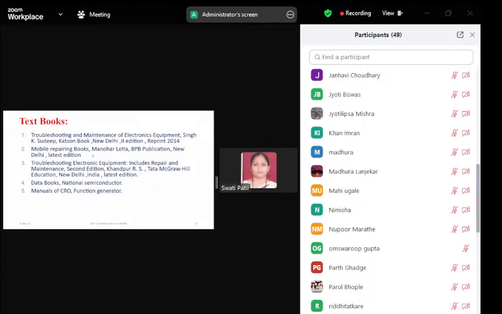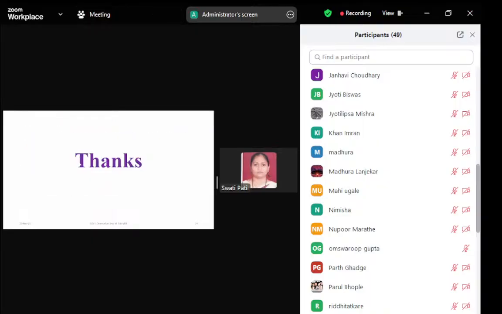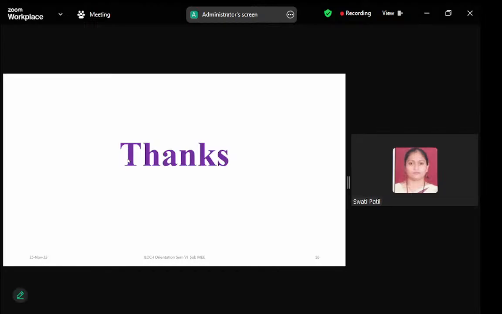And these are some textbooks: troubleshooting and maintenance of electronics equipments, mobile repairing books. These textbooks and these evaluation schemes, IA marks, end semester examination, are all given in the syllabus also. So thank you. I'm sitting in T302. If you have any doubt, you can contact me.